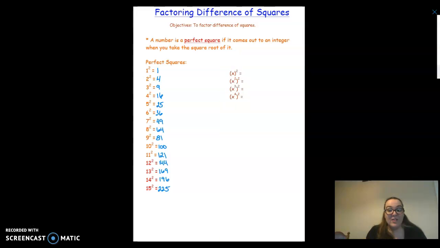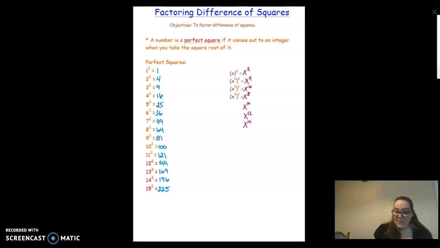Now, on the other side of this here, I have our variables that are squared. So our variables squared, well, if I take just x and I square it, it's just x squared. If I take x squared and I square it, that means I need to multiply those exponents, so that is x to the 4th. X to the 3rd squared is x to the 6th. X to the 4th squared is x to the 8th. If I were to keep going, my next one will be x to the 10th, x to the 12th, x to the 14th. Pattern here, an exponent of an even power is a perfect square.